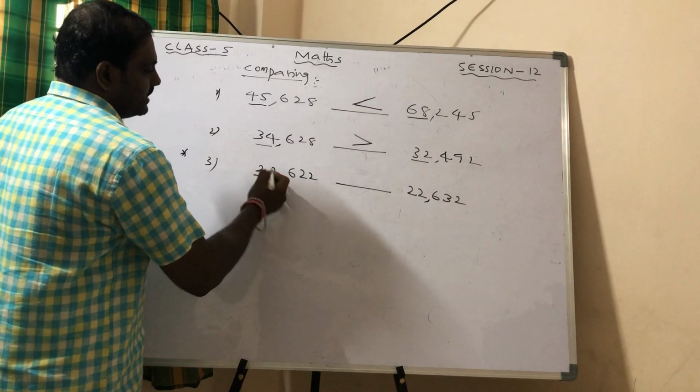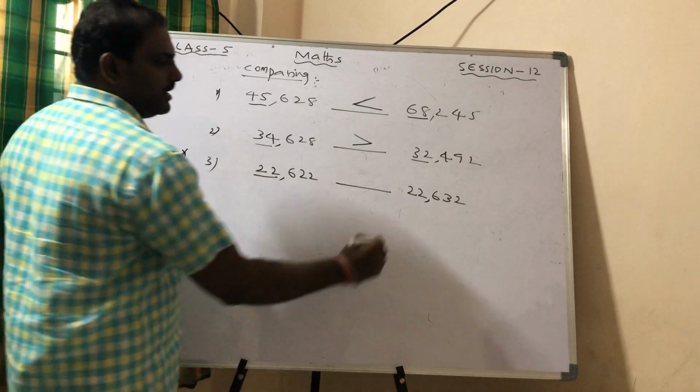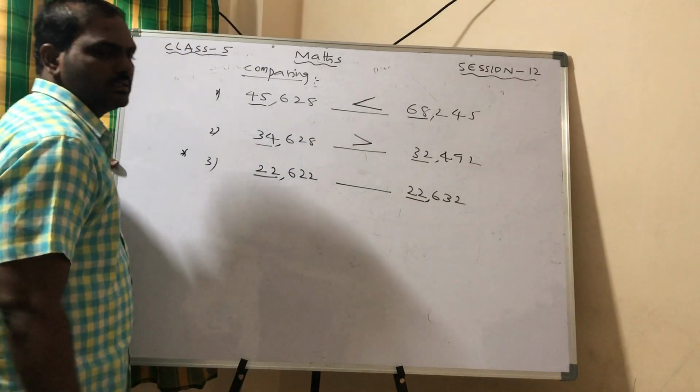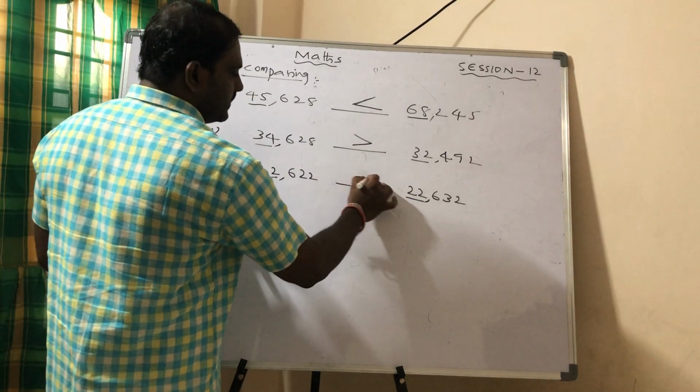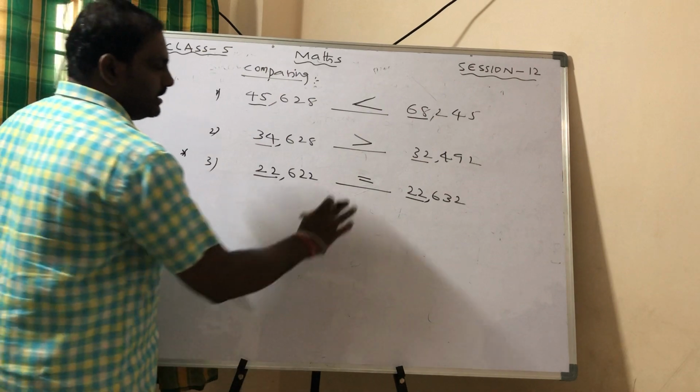So how many thousands are there? 22,000s. How many thousands are there? 22,000. So రెండు 22,000 కాబట్టి నేను ఈక్వల్ టు పెట్టదని అనొచ్చు. ఇలా ఈక్వల్ టు పెట్టొద్దు.